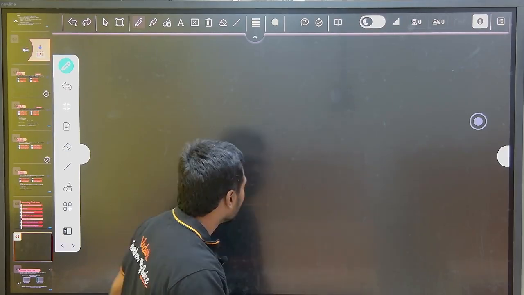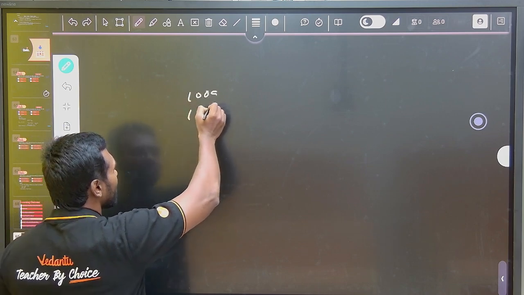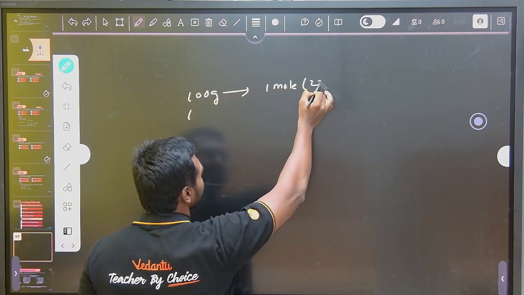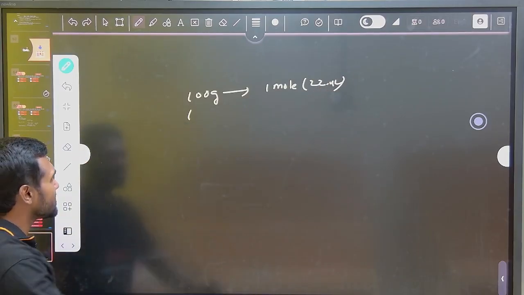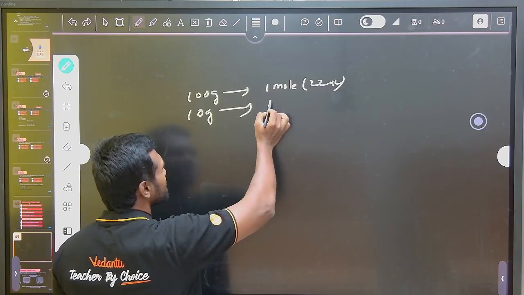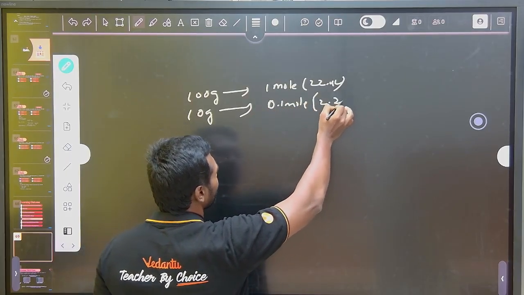Generally, if it is 100% pure, then 100 grams gives 1 mole, that is 22.4 liters, the volume occupied by that gas. If it is 10 grams, then you are going to get 0.1 mole, so you will take 2.24 liters.